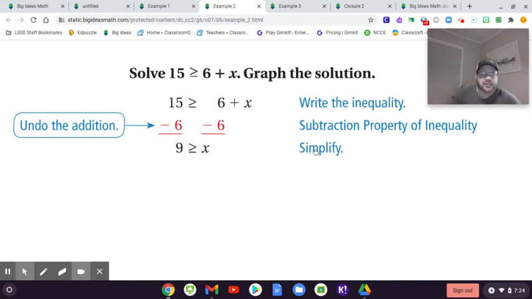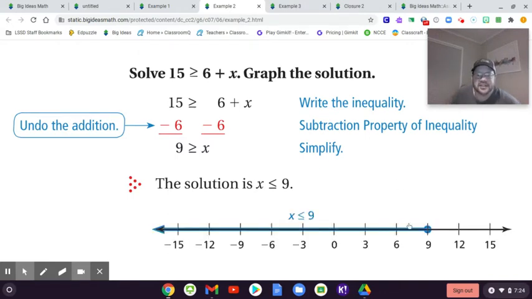This time, though, if 9 is greater than or equal to x, x is less than or equal to 9. So sometimes it helps to rewrite it, which means flipping the old sign around. So x is less than or equal to 9. Which of the following will be the correct way to graph this? If you said that it should be a solid dot on 9 filled in to the left, you are correct.